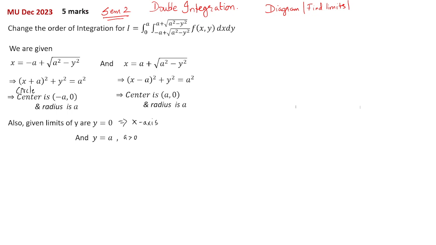Now we go for drawing the diagram. I'll show you the diagram in the corner over here, on the right side. So please see the diagram very carefully and do draw it carefully. These are the center points of the circles that we have found. So minus a comma 0 is here, and this is a comma 0. Here is the point on the x-axis.